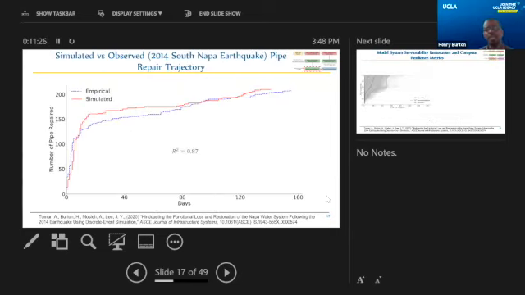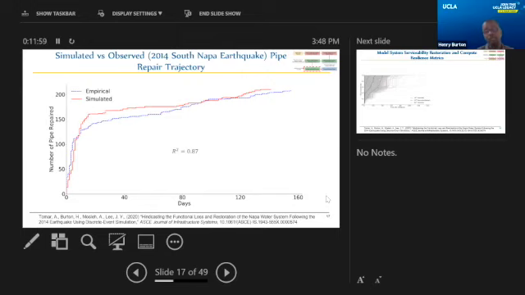I mentioned before that the Napa Water Division shared some data with us, not only on the physical damage, but on the trajectory of repairs that happened over time, specifically pipe repairs. This shows a good comparison between the empirical and the simulated model. This is not a blind simulation. This is more for us to tweak our model parameters to make sure that we're at least getting a somewhat realistic representation of the repair trajectory for the pipes.